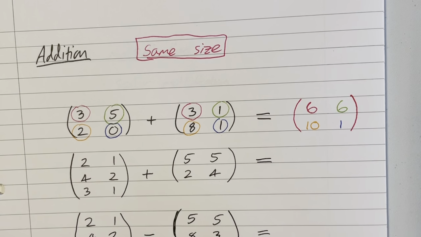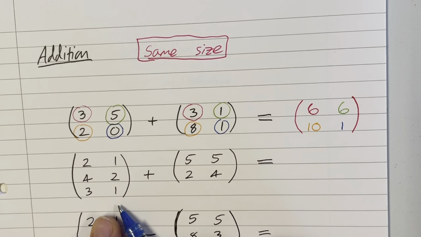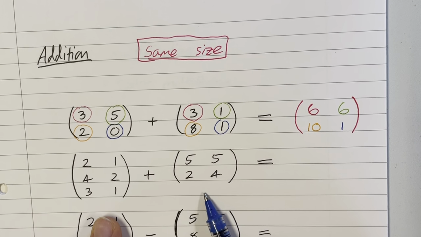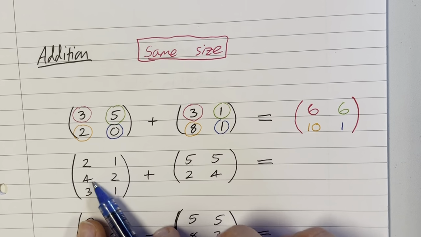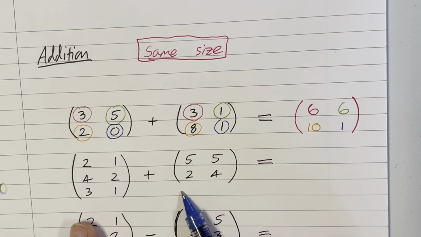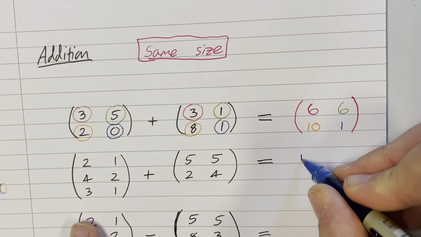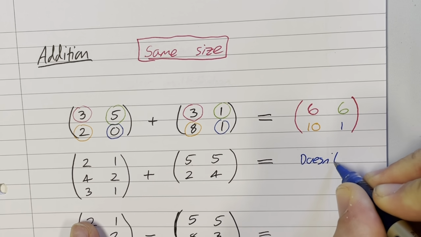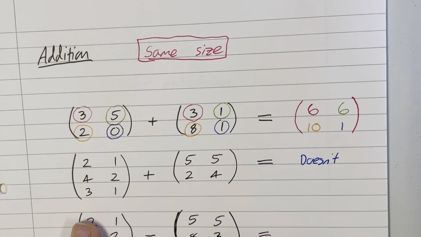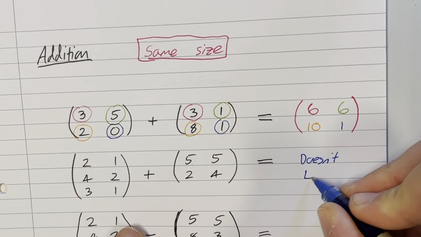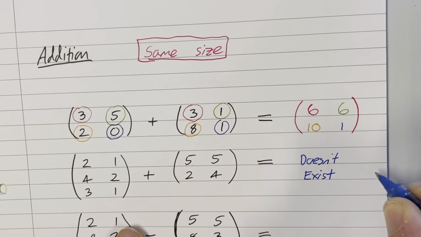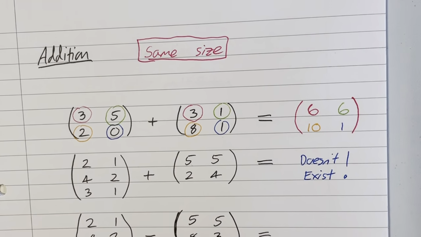Okay, this one here, well, these are different sizes. So this is a 3 by 2 matrix, and this is a 2 by 2 matrix. So we cannot add them. So you could do the 2 plus the 5, the 4 plus the 2, but the 3, there's no element there to combine with it. Therefore, this doesn't exist. Okay, you can't add half a matrix to one. We just say it doesn't exist. Okay, so it's not possible.